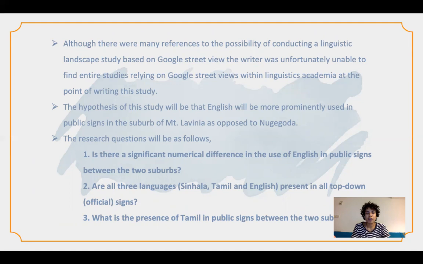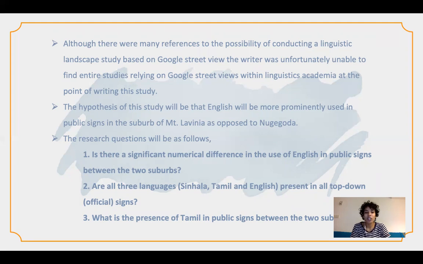So with the support of my professor at the time, Professor Magnus Huber, I decided to utilize Google Street Views in order to look at this particular study. The hypothesis I came up with was that English will be more prominently used in public signs in the suburb of Mount Lavinia as opposed to Nugegoda. And the research questions are: one, is there a significant numerical difference in the use of English in public signs between the two suburbs?